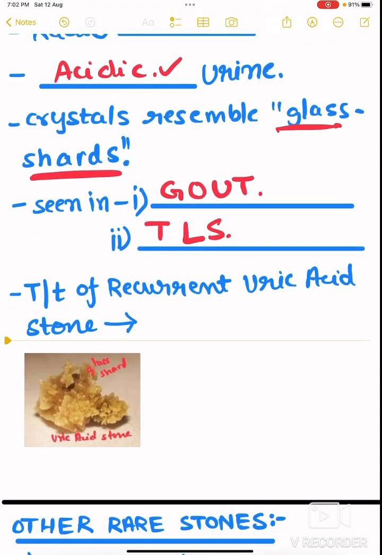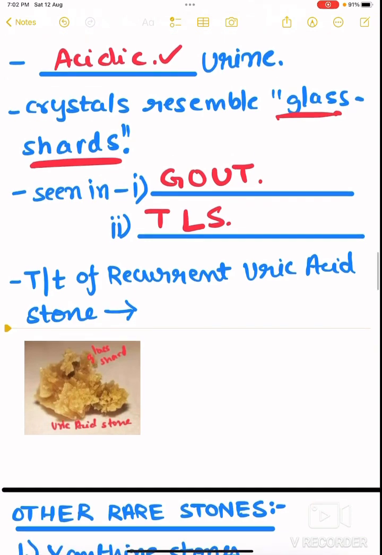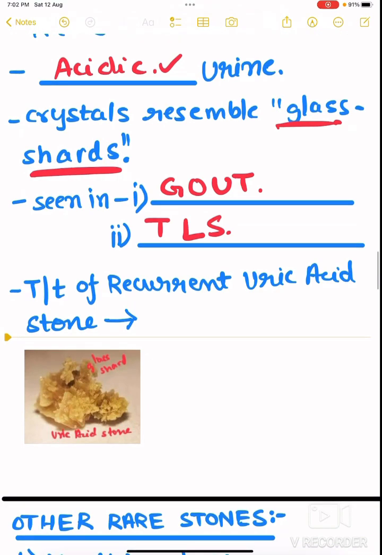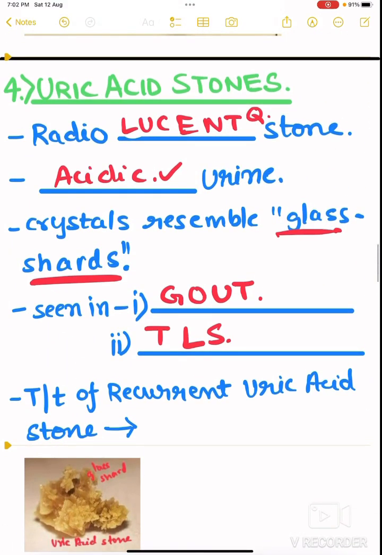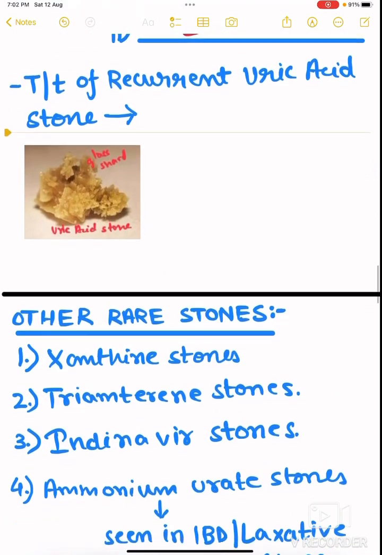Why does uric acid increase in tumor lysis syndrome? Because tumors are formed of cells. And what do cells contain? Cells contain a nucleus, and in the nucleus they contain DNA and RNA, which are nothing but nucleic acids. So when nucleic acids break down, the end product is uric acid. That's why tumor lysis syndrome causes more uric acid, and hence uric acid stones can form.